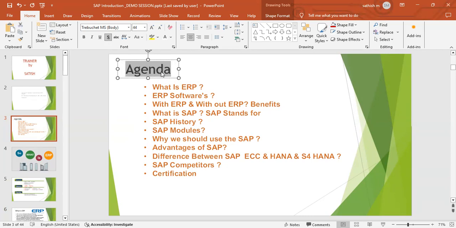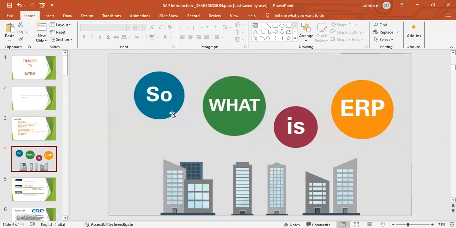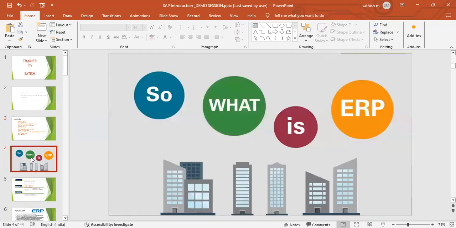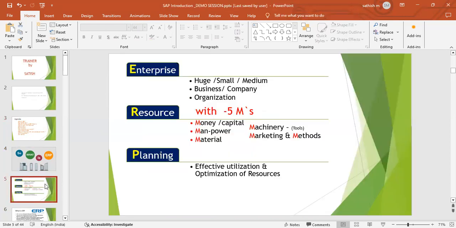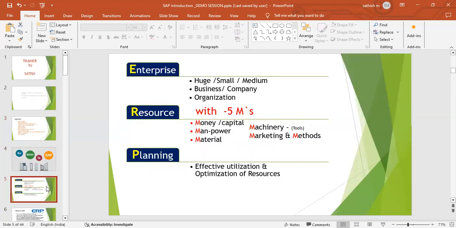Okay, all right. Let us first start from this one. What is an ERP? First question: here we are talking about what an ERP is. So you have to learn about what an ERP is. Do you have any idea about ERP? No. Okay. In another slide, you can see it defined.